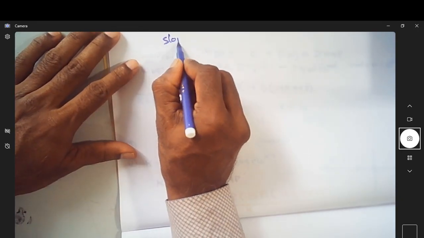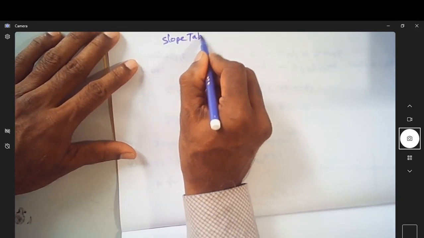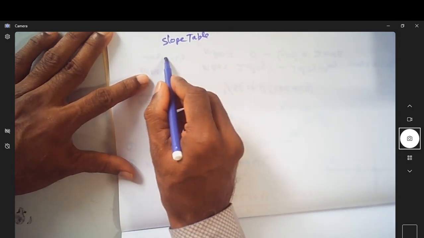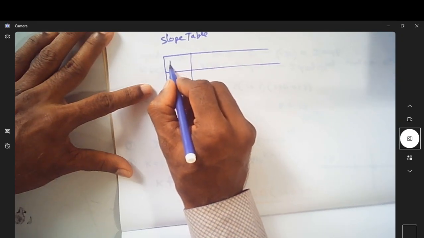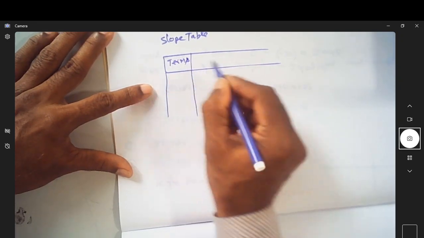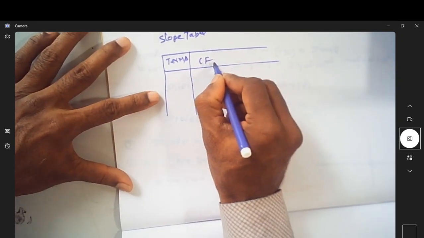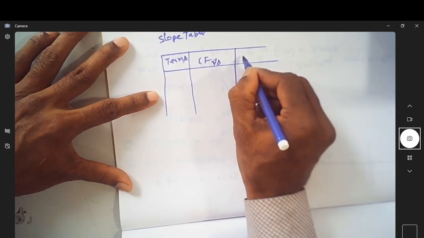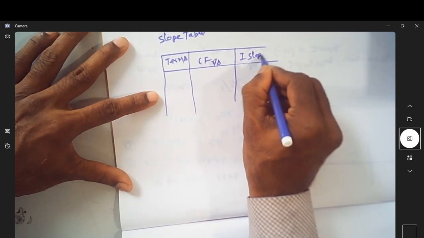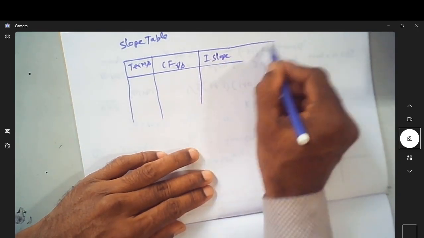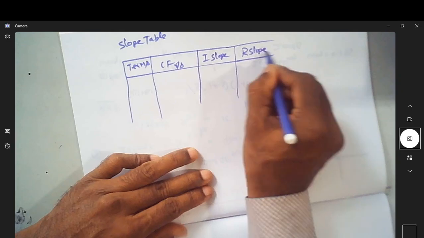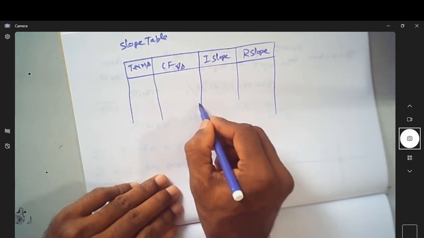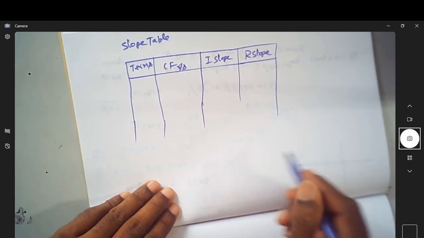So I can write the slope table for this transfer function, which is nothing but writing all the terms in the increasing order of the cutoff frequency. These are the terms, and we have the cutoff frequency in terms of radian per second. We have the individual slope by each of the poles or zeros in the transfer function, and what is the resultant slope, that is the addition of the slopes prior to the cutoff frequency and after the cutoff frequency.